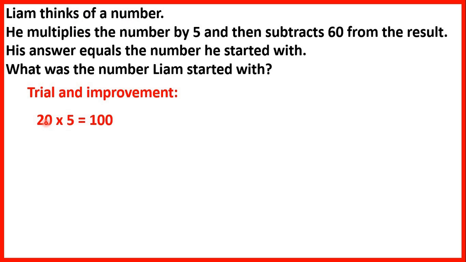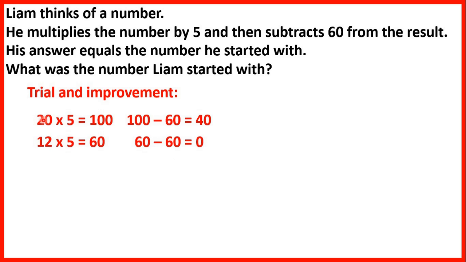So if we start with 20, we can multiply that by 5 to give us 100, and then subtract 60, so that would give us 40. But 40 isn't the same as 20, and his answer equals the number he started with. So we need to try something else. If we use 12, 12 times 5 is 60, but then his answer, so 60 minus 60, would be 0, and 0 is not the same as 12.